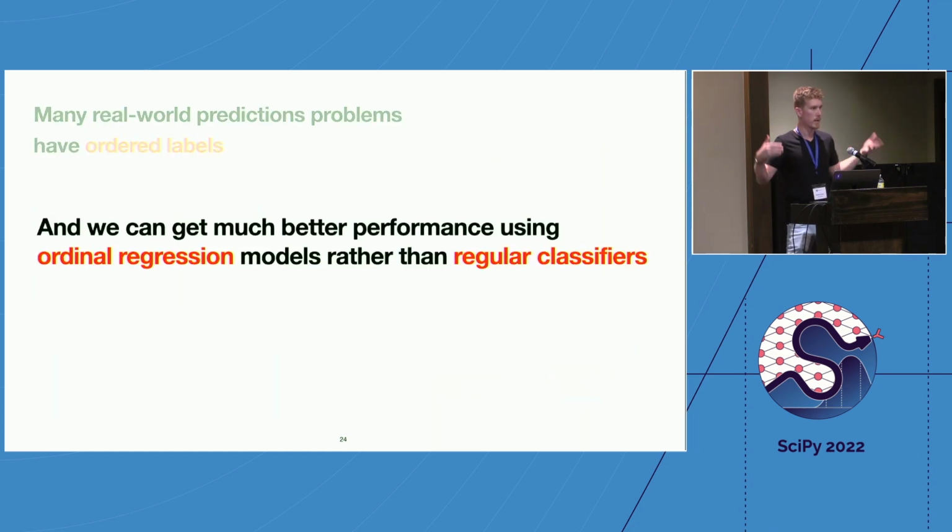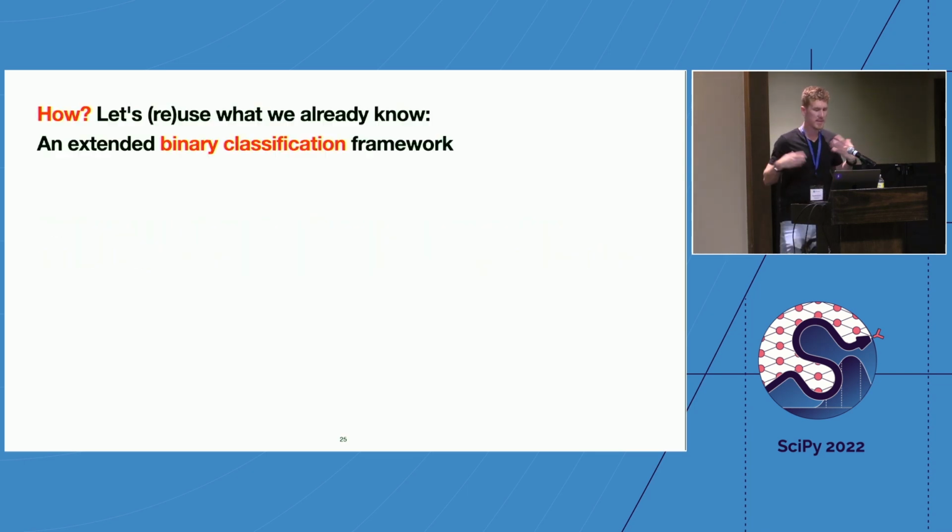We can, in fact, get much better performance by using an ordinal regression approach rather than using a regular classifier. There are different methods for doing that. Here in this talk, I will show you one way of doing this, using something most of you have already used in many other problems. This will be based on binary classification. So I will show you an extended binary classification framework for turning a classifier into an ordinal regression model.